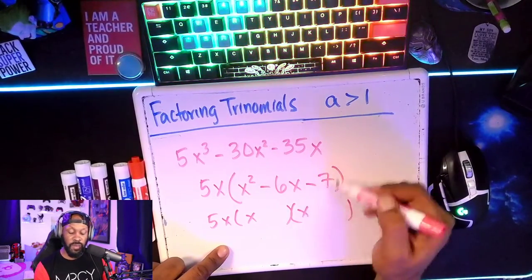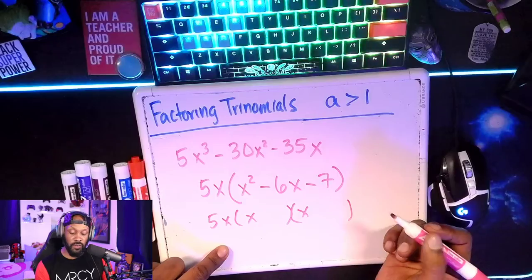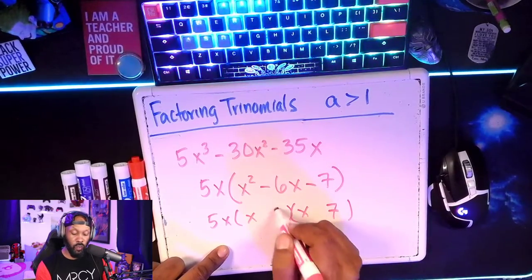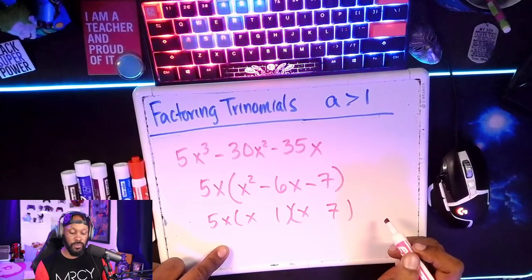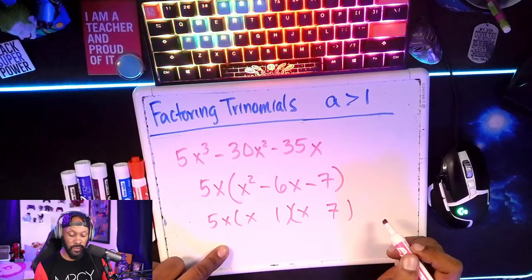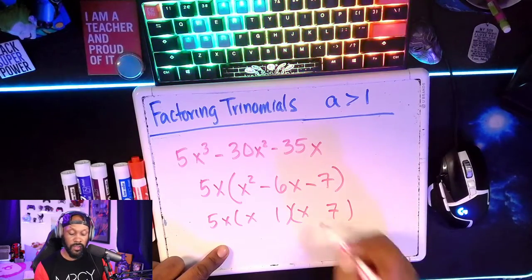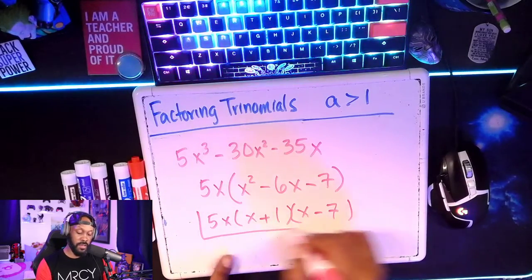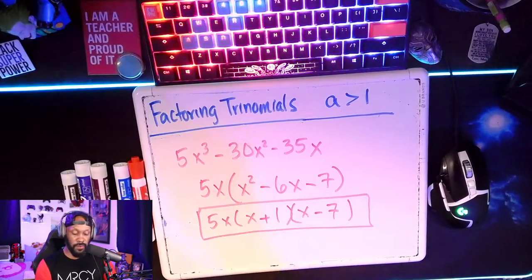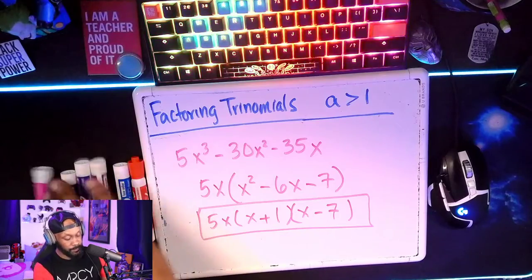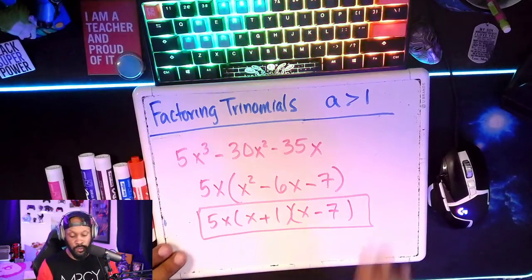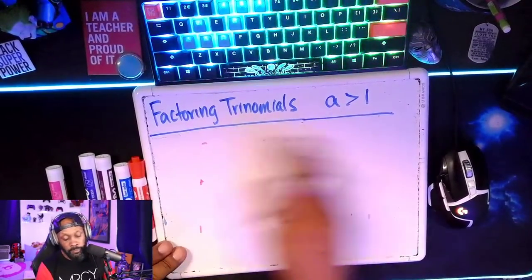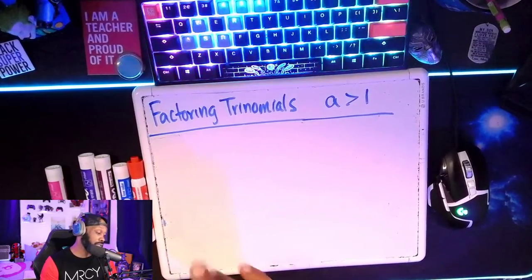X, give me my factors of 7 that can work. 7 and 1. Be careful with your placement of signs. Think about those. And this is what you should get. Fully factored right there. So quickly, let me show you an example of, because you're going to see it, one where it just doesn't work.